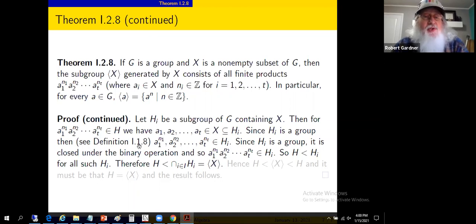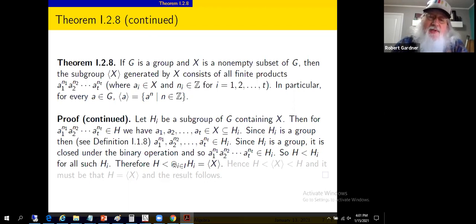We started by choosing an element of this group H. We showed it's an element of H sub I, where H sub I is any subgroup of G which contains the elements X. So everything in H, an arbitrary element of H, is in H sub I. In other words, H is a subgroup of H sub I. And this is valid for all H sub I subgroups of G containing X. So when we intersect all of them up, we also get that H is a subgroup of the intersection of all of these H sub I's.